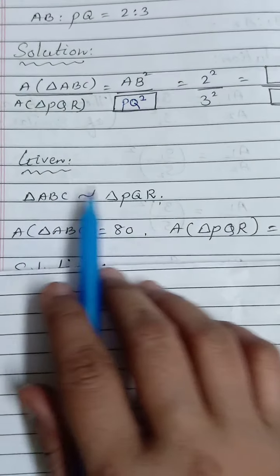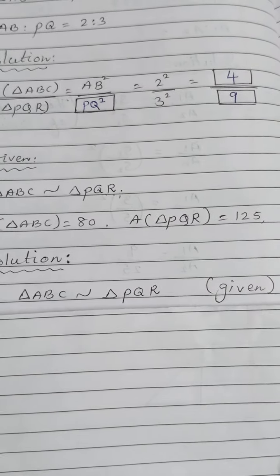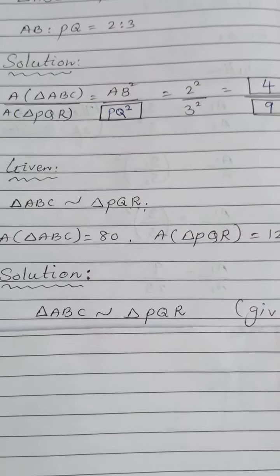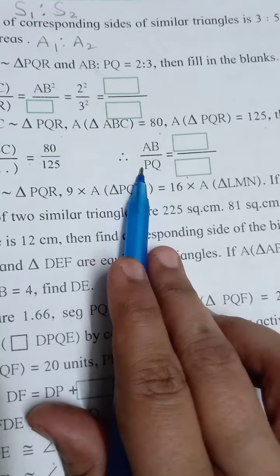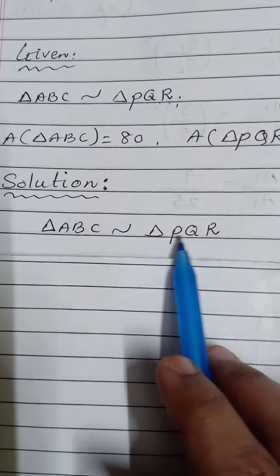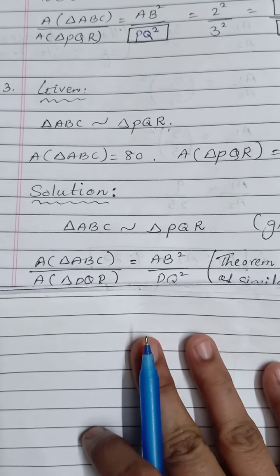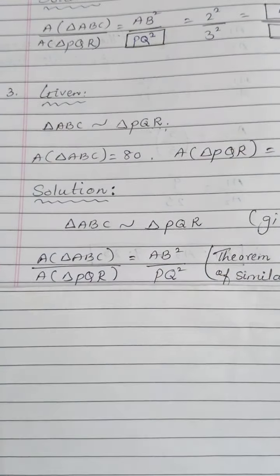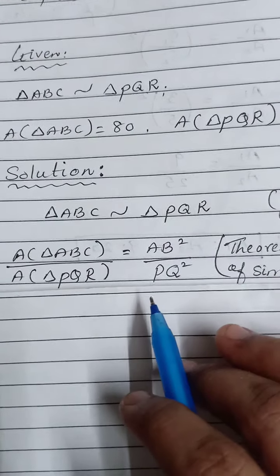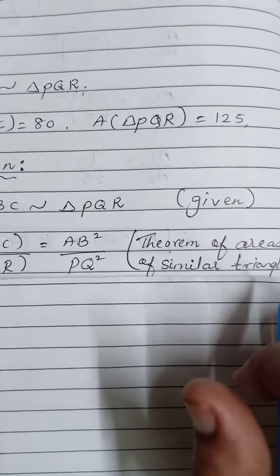First of all, we will take that these two triangles are similar to each other. So it is given to us that these two triangles are similar. Now if we see the question in the textbook, we want here the ratio AB upon PQ. So this AB upon PQ is nothing but the ratio of the first corresponding side. So we will take that only. So here the area of triangle ABC upon area of triangle PQR is equal to AB square upon PQ square. This is nothing but the application of the theorem of areas of similar triangles.